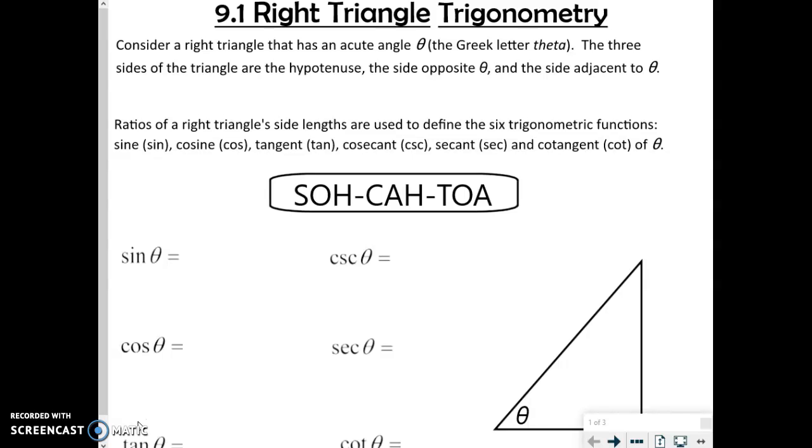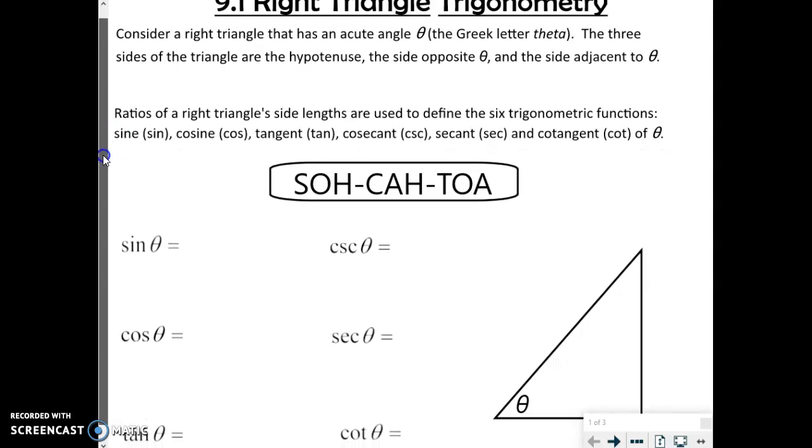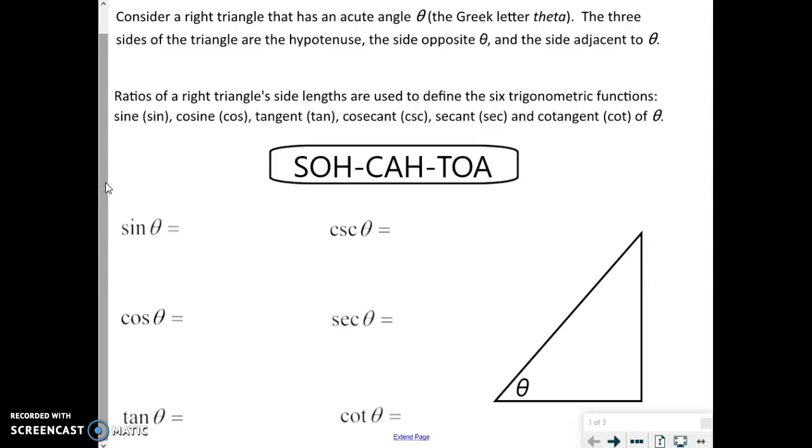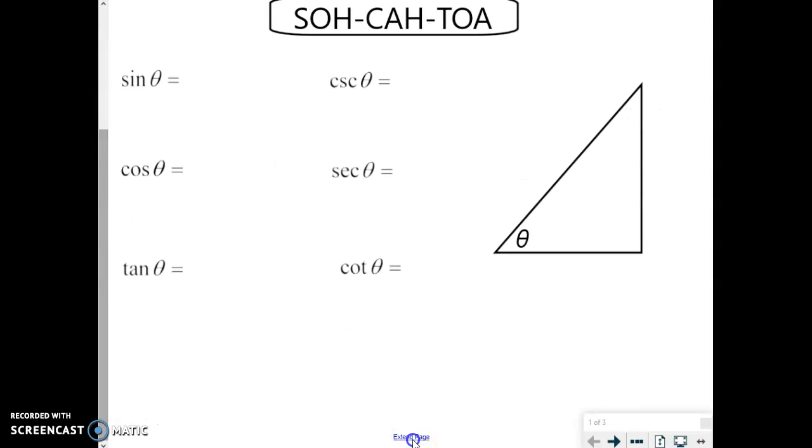So down below here, the first thing I'd like to do is establish what those are and then go through the acronym that you see here, SOH CAH TOA. SOH CAH TOA is a simple way of reminding us of the trigonometric function and the sides associated with it. SOH is sine equals opposite over hypotenuse, CAH, cosine, is equal to adjacent over hypotenuse, and TOA, tangent, is equal to opposite over adjacent. Then cosecant, secant, and cotangent are reciprocals of those three functions.